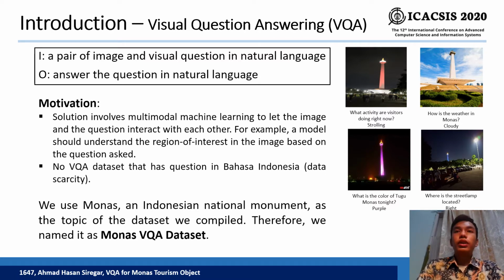As we know, the image and the question are in different media. The image is in image space, while the question is in text space, or text media. So it's interesting that visual question answering involves multimodal machine learning so that the image and the question can interact with each other. For example, a model should understand the region of interest in the image based on the question asked. Second motivation is that there's currently no VQA dataset that has questions in Bahasa Indonesia.